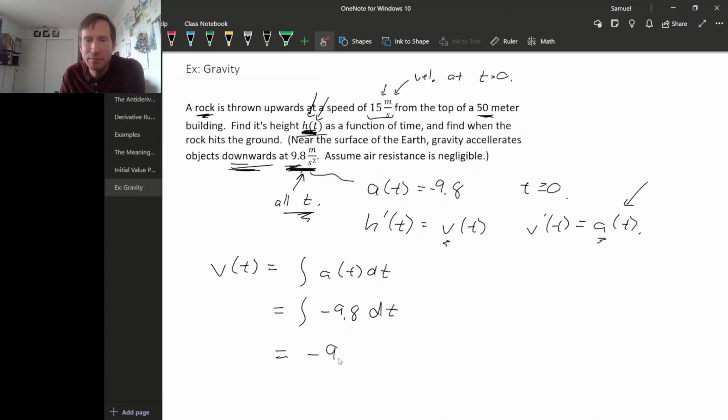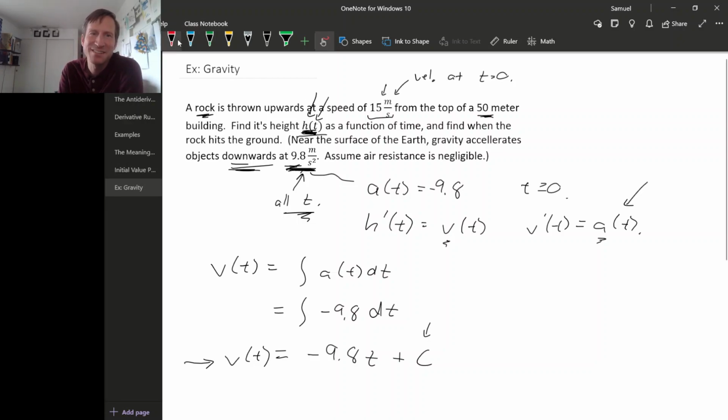Well, it's negative 9.8 t plus a constant. Don't forget about the constant. Anytime you are calculating an antiderivative, you're going to have this constant. You should always ask yourself, do I have enough information to figure out what this constant is? And enough information always means some data point for this function. So do we have any point in time where we know the velocity?